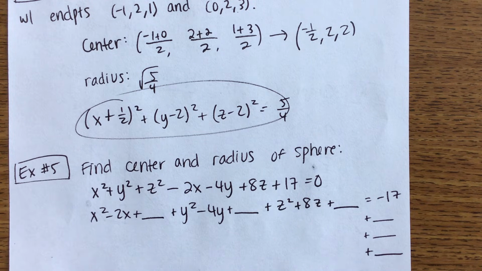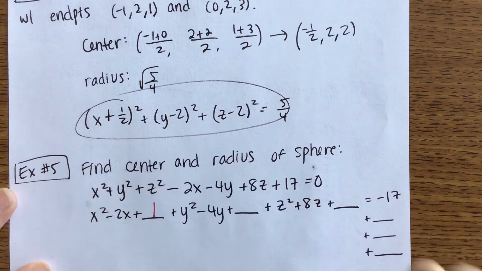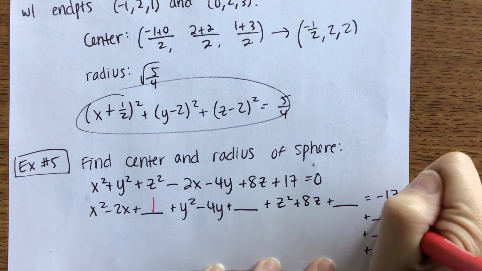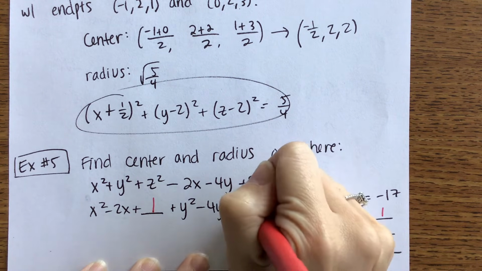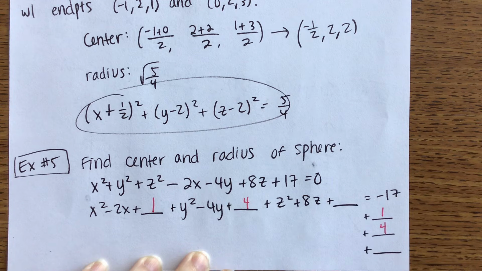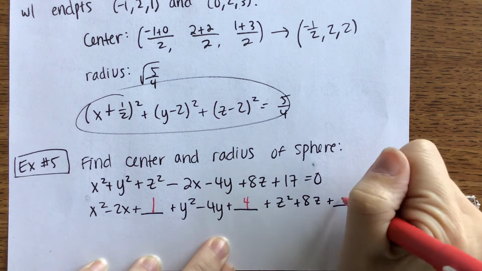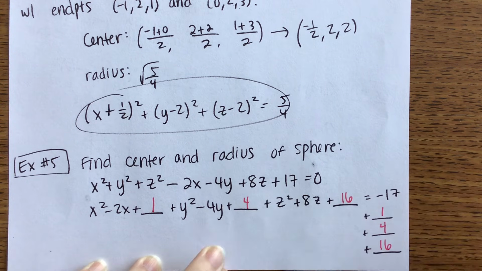Okay, reviewing completing the square. How do I figure out what number goes here? Half and square it. So negative 2 divided by 2 is negative 1. Square that is positive 1. Don't forget to add it to the right side. Again, divide by 2 and square it is going to give us 4. Divide by 2 and square it, well, we should get 16.